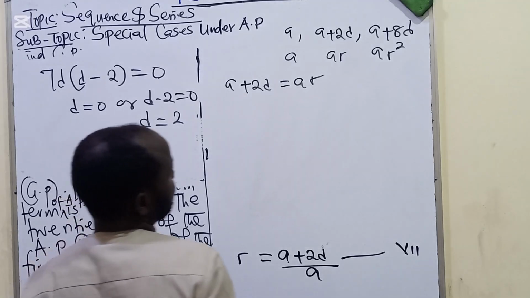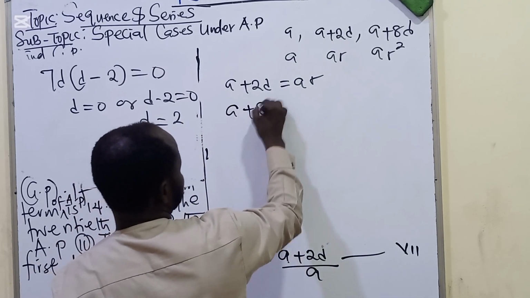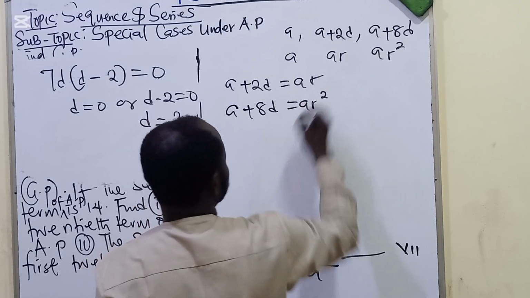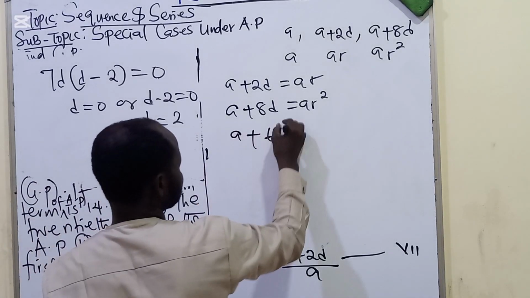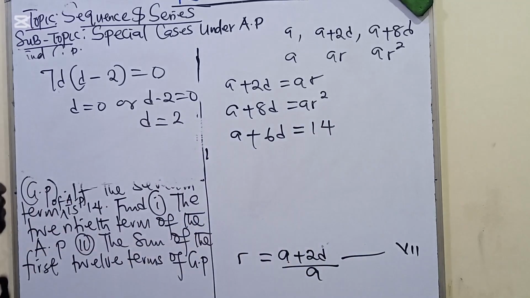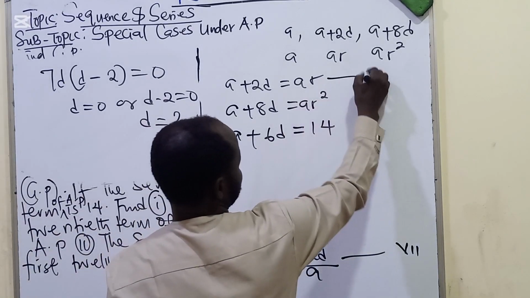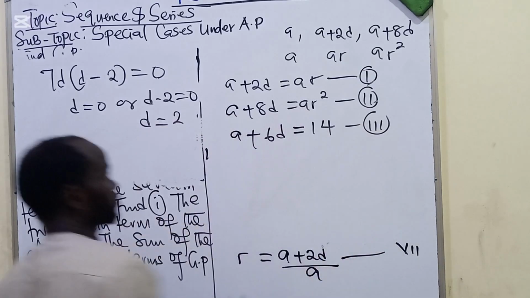Again, we establish another fact that a plus 8d is equal to ar squared. At this point, we can substitute. Then again, a plus 6d is equal to 14. Since we know these are the major equations that we had before, let's use these three equations.